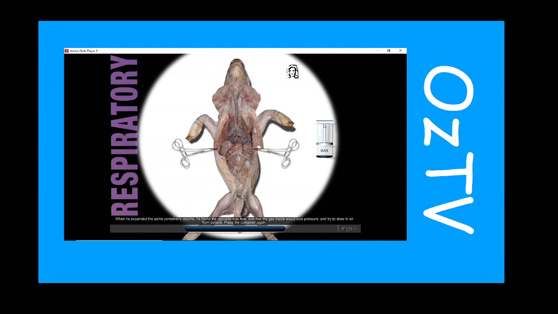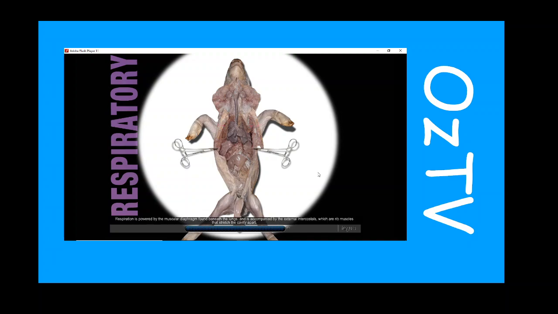When he expanded the same container's volume, he found the opposite was true, and that the gas inside would lose pressure and try to draw in air from outside. Press the container again. Here the pressure was less than, or negative to the outside pressure, causing a vacuum. Similarly, negative pressure breathers draw air into their lungs by expanding the interior volume of their chest cavities.